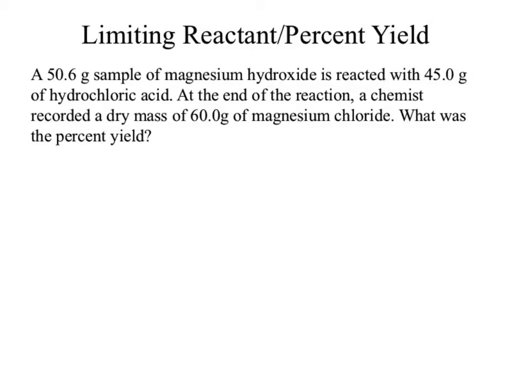There's no balanced chemical equation. There was no balanced chemical equation given. Could you make one? Yes. You know what the reactants were. You even know what one of the products was. So you could try and write out the chemical equation. Be like, is this the proper chemical equation?